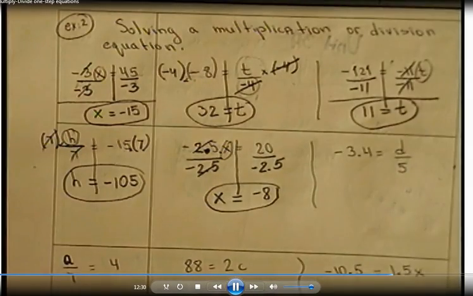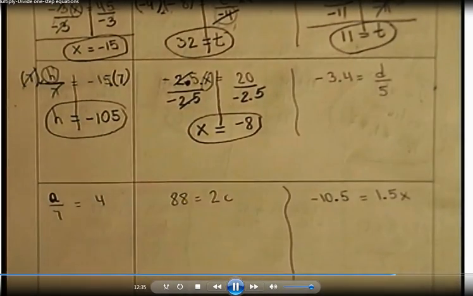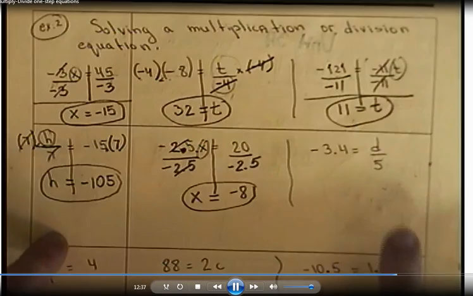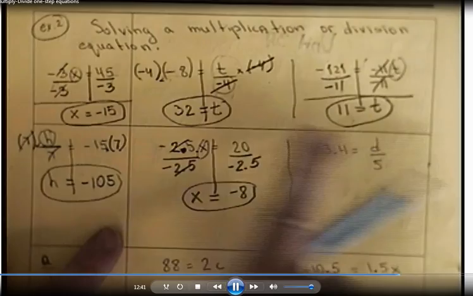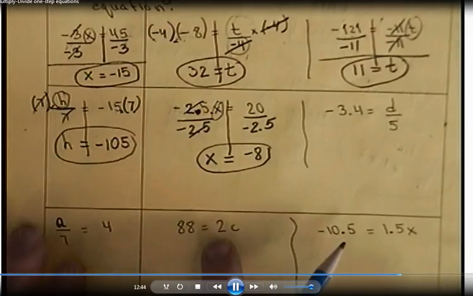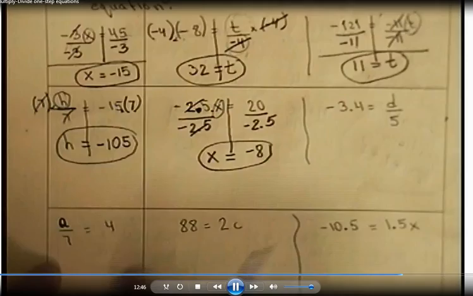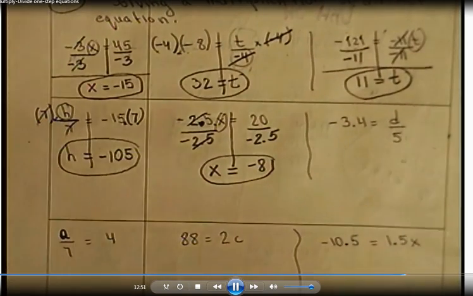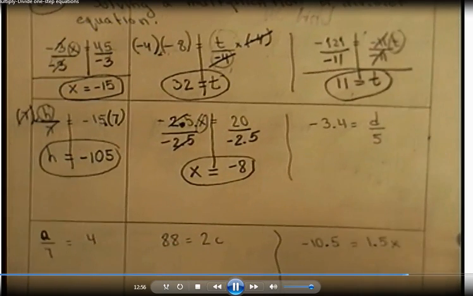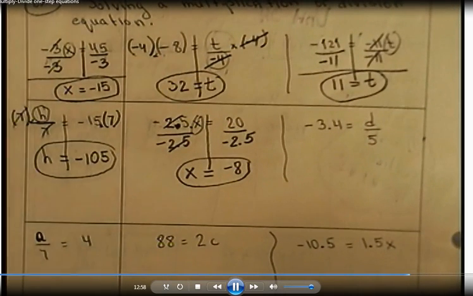Alright, let's do the same thing we just did before. Please pause the video and try those on your own. Look at the example. This one matches very well with this one. So follow the steps. We have another division here. So just practice with those and then do the multiplication cancellation, and you will be just fine. Okay, so -3.4 equals d divided by 5. Go ahead, try the rest of these examples on your own and check with me in a moment.